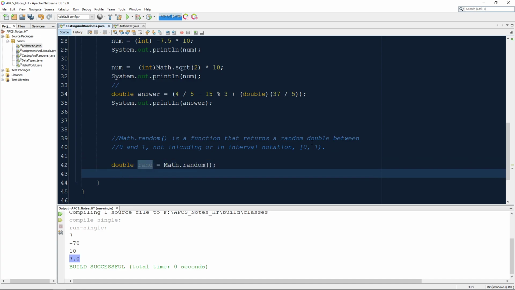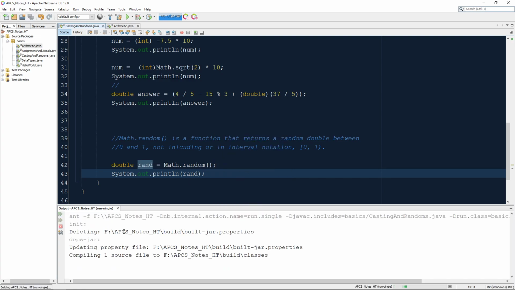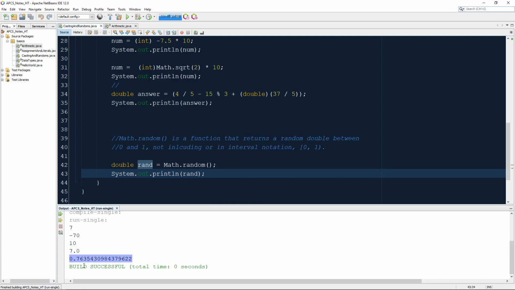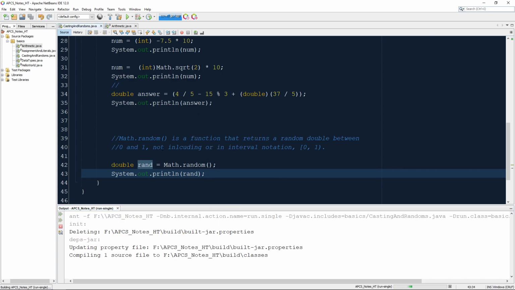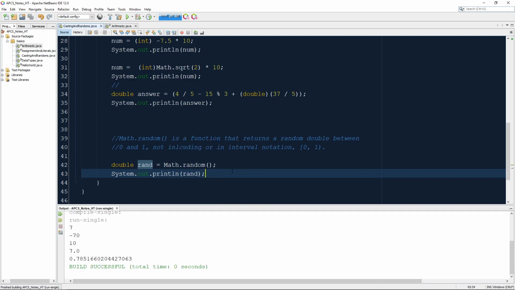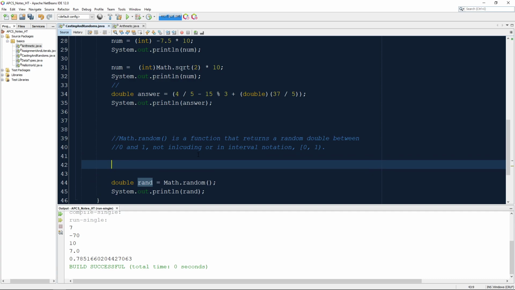And if I just do that and I print it out, System.out.println, and I run this, there's my random number, 0.7635 and so on. I'm going to run it again. So every time we should get potentially different numbers. That was pretty close to 1, but it wasn't 1. Something else we want to point out.